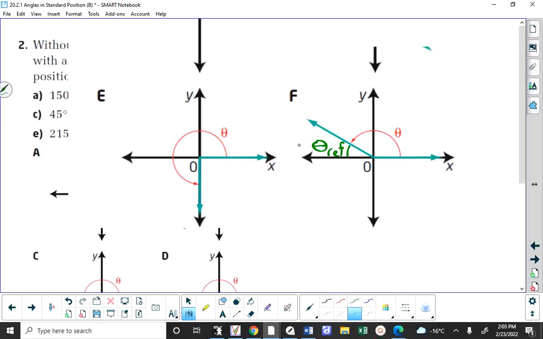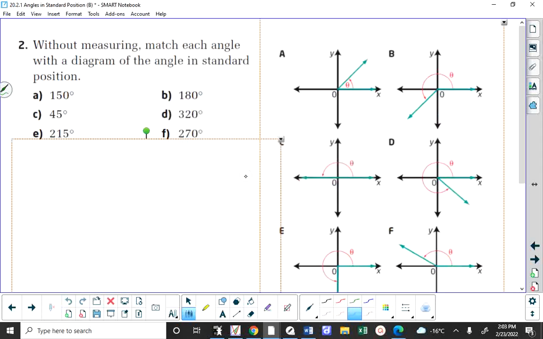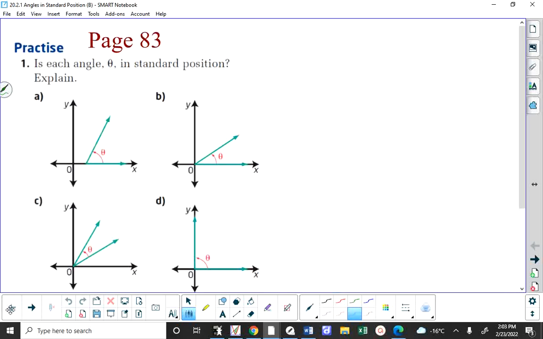I think that pretty much covers it. Let me get back to where we were here. So can you take a look at your work, please? The practice problems. Does anybody have any questions you would like me to go over? Go ahead. Question 6?